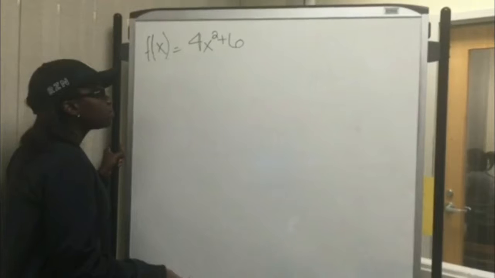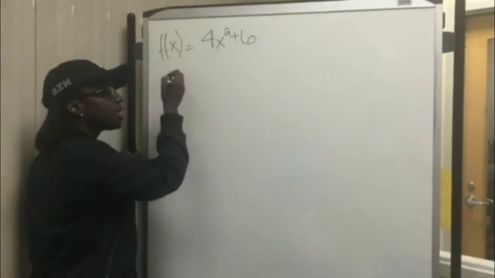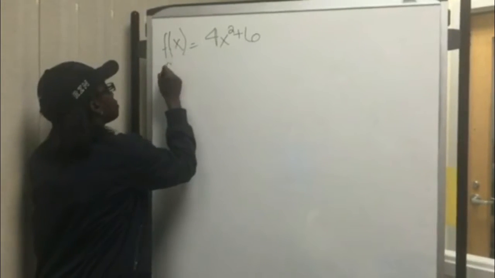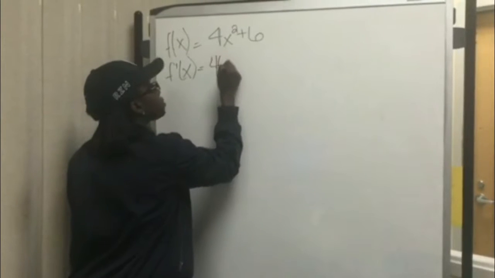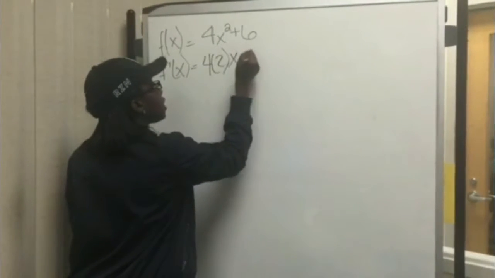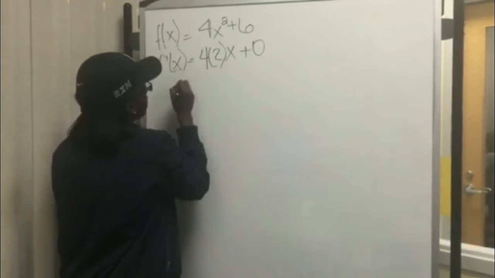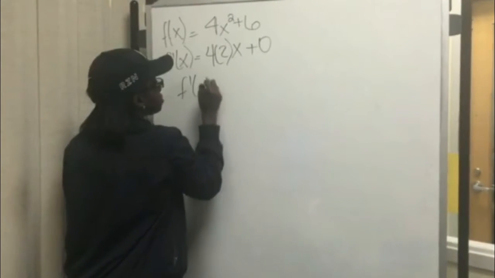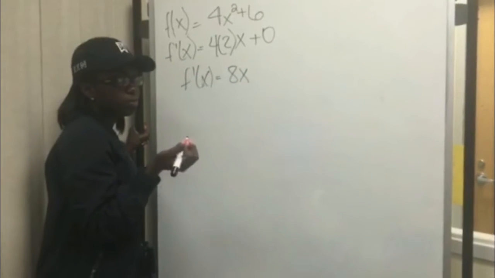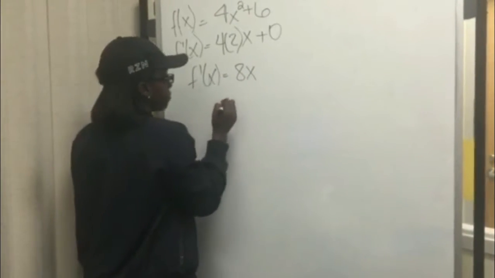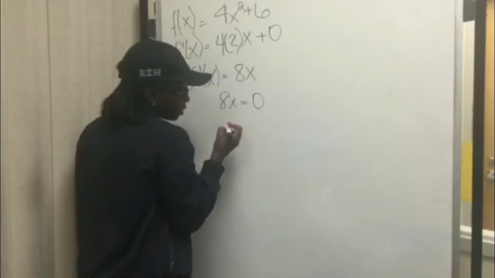So the equation that we're going to use is 4x squared plus 6. Like stated before, your first step is going to be to find the derivative of the function. So your derivative is going to be 4 multiplied by 2x plus 0, and then you can break this down even more. So your derivative is going to be equal to 8x. Your next step is then going to be to set the derivative equal to 0 and solve for x.